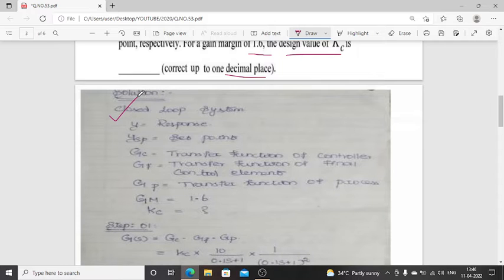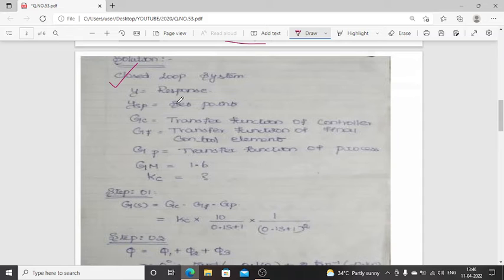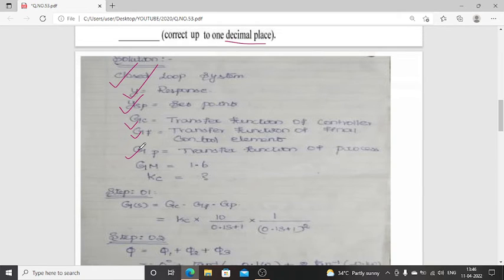Solution part. Closed loop system, Y is equal to response, YSP is equal to set point, GC, GF and GP are the transfer functions of the controller, final control element and process. Gain margin is equal to 1.6. So the determination part: Kc, or gain, or proportional sensitivity.